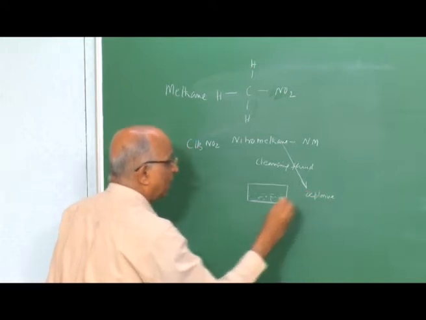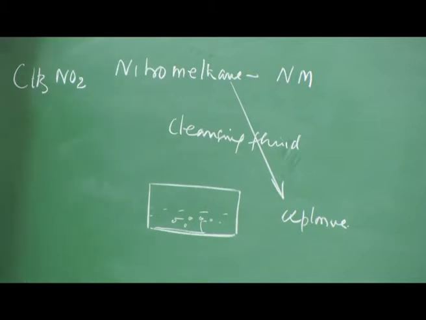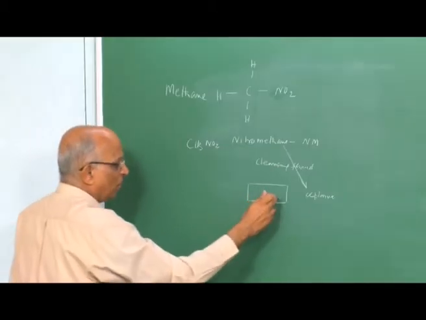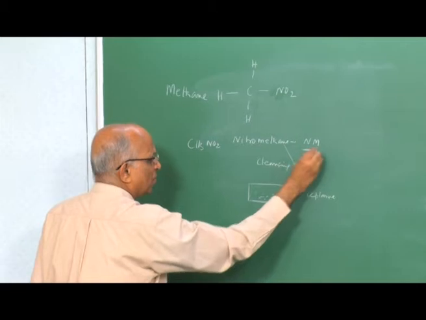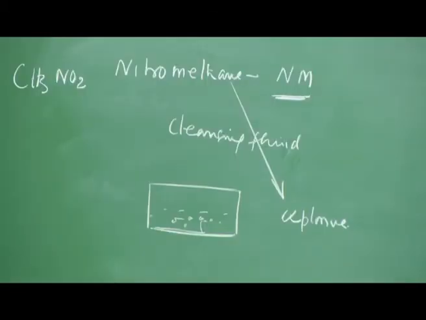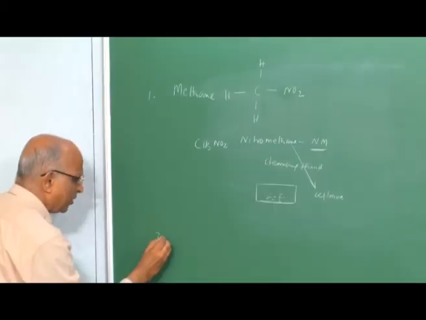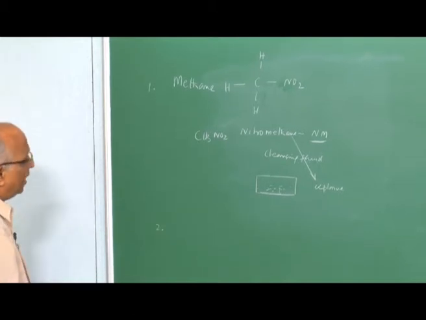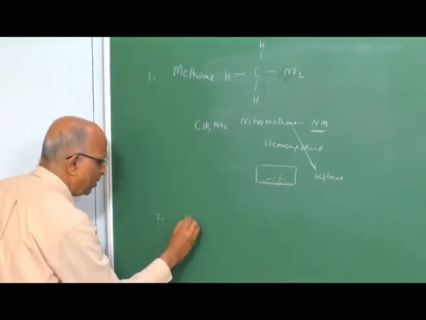That means we are talking of the first alkane, which is methane, which could form an explosive, and this is known as nitromethane. Let us take the second one. Let us again restrict ourselves to alkanes. Let us take the next one, which is ethane.